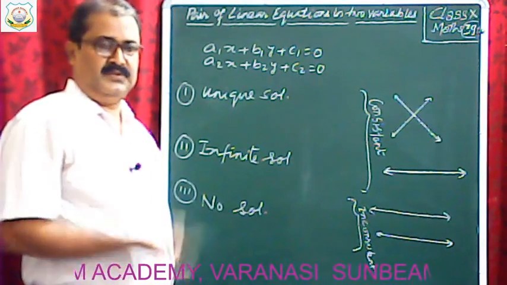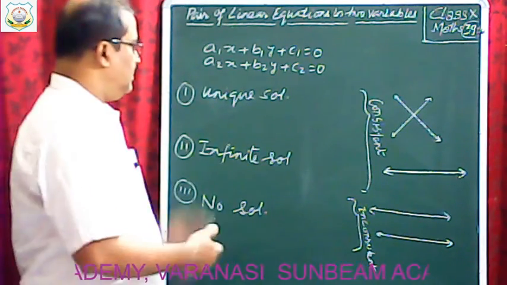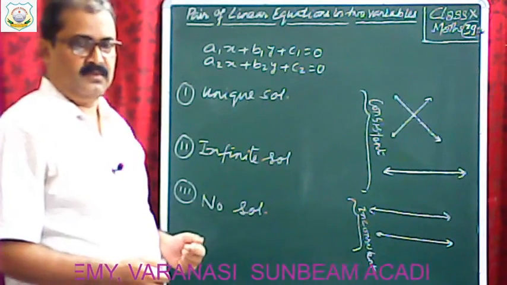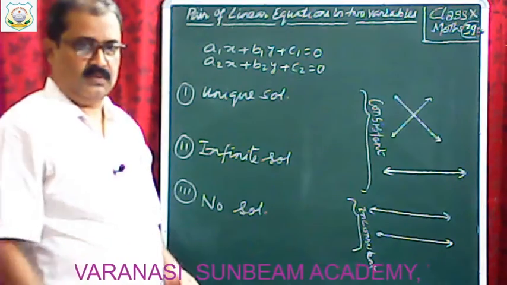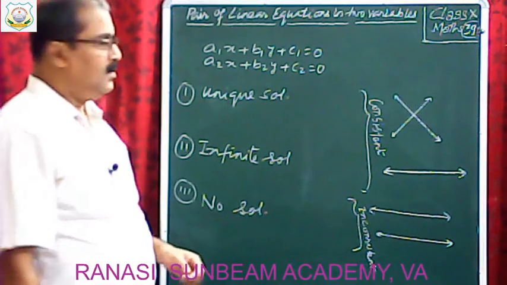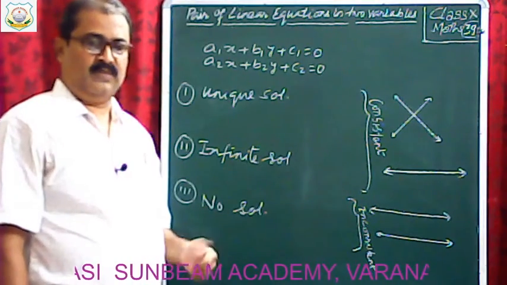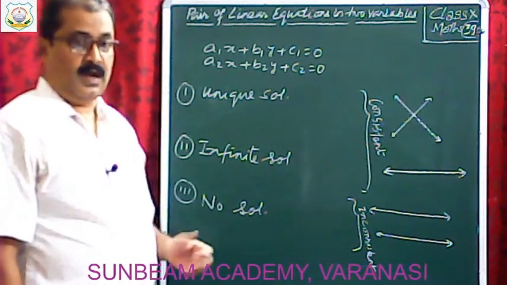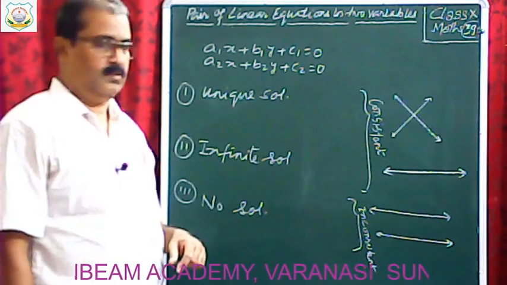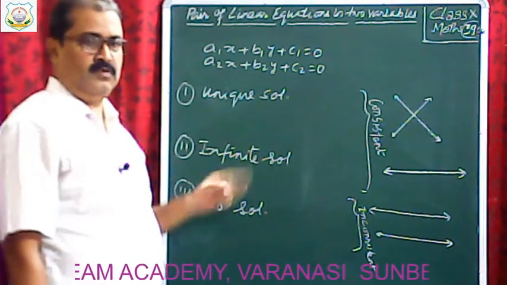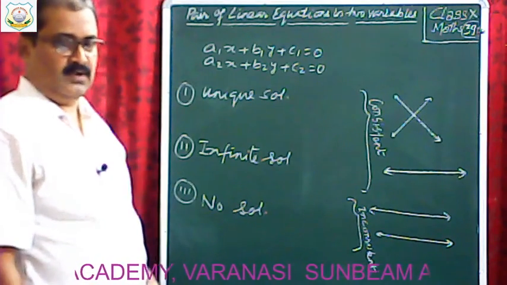Thereafter, we can check the nature of the solutions without representing the given equations on the graph. Okay, a graph is not always available to check the nature of the solutions. So without representing the given equations on graph paper, you can also find the nature. How? By comparing the ratios of a1, a2, b1, b2 and c1, c2. We can check the nature of the solution.